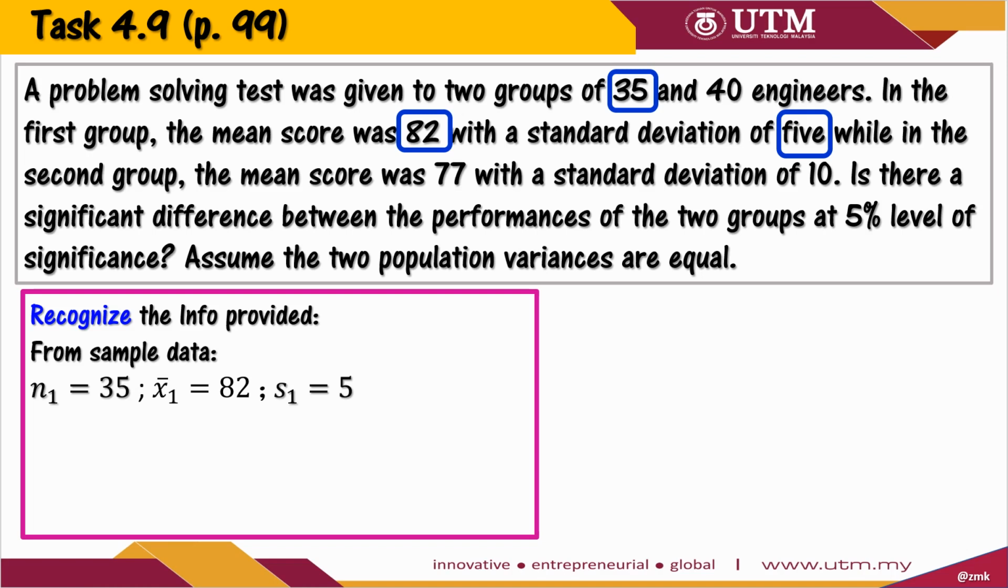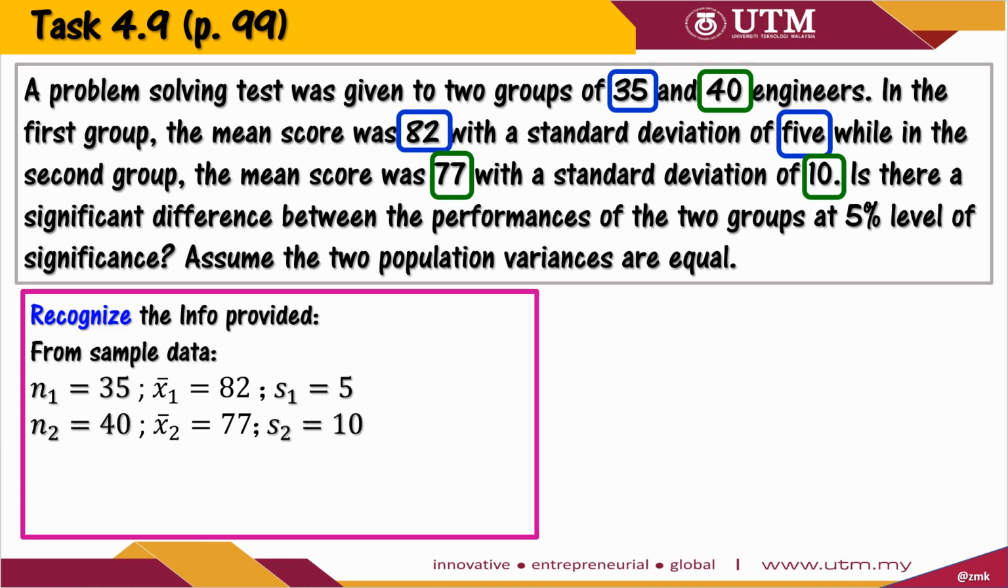Similarly, we have the sample information from the second group, such as the sample size 40, the mean score 77, and a standard deviation of 10. This information can also be listed like this. N2 is 40, X bar 2 is 77, and S2 is 10.